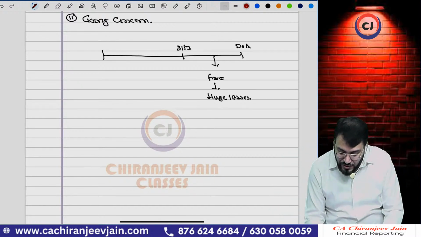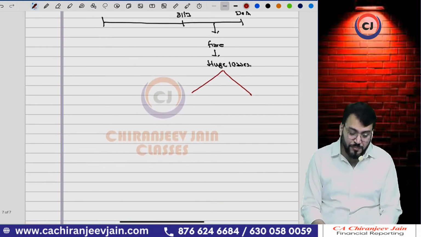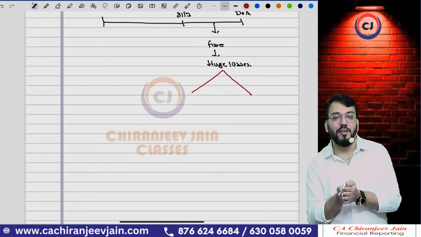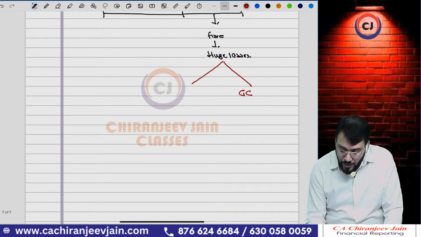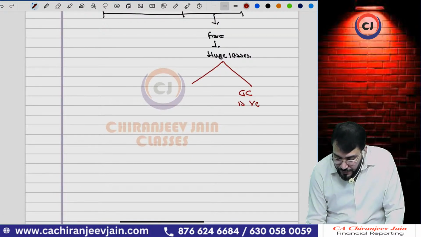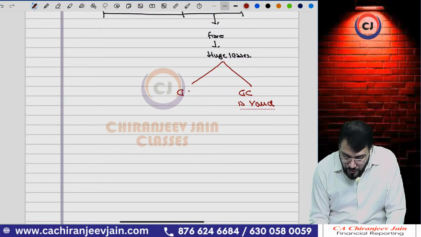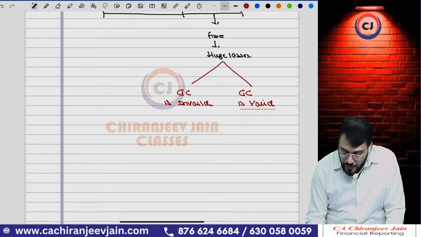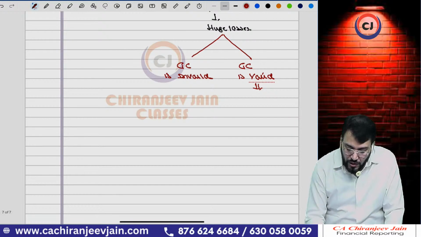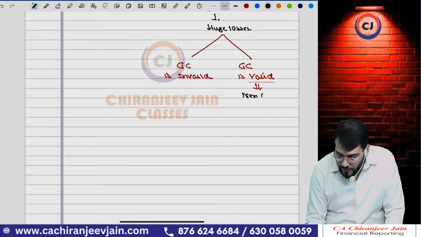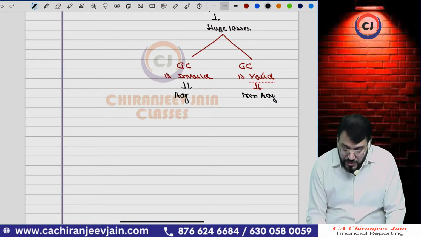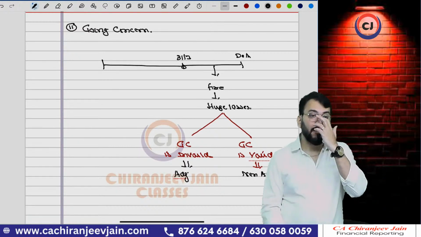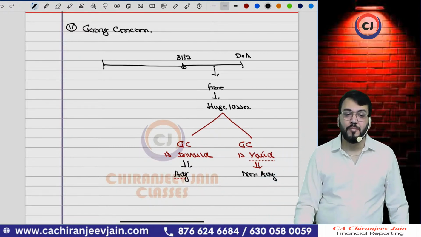So you need to understand the requirement of the question. Suppose you ask me whether going concern is affected or not affected. It means there can be two situations. GC is valid, meaning not affected, or GC is invalid, meaning affected. If it is valid, then adjusting or non-adjusting? Non-adjusting, correct. But if GC is invalid, then it becomes adjusting, even though there was no condition on 31st March.